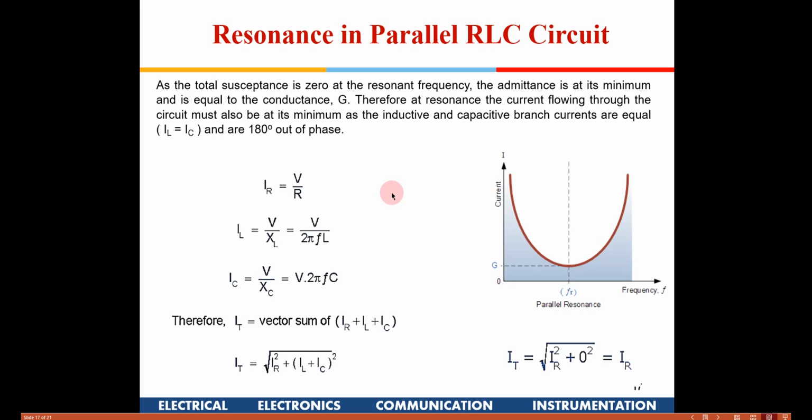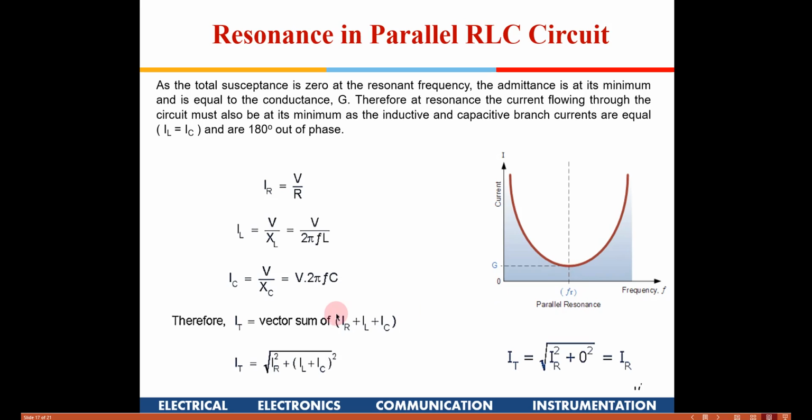At resonance, the current which goes into the inductor and the current which goes into the capacitor are exactly 180 degrees out of phase, so they cancel each other. Although there will be current flowing in the other two branches also, the net current, the total current consumed from the source, will be only the current flowing through the resistor. Hence you have a minima there. So if you plot current versus frequency, you will get a minimum current at resonance frequency.